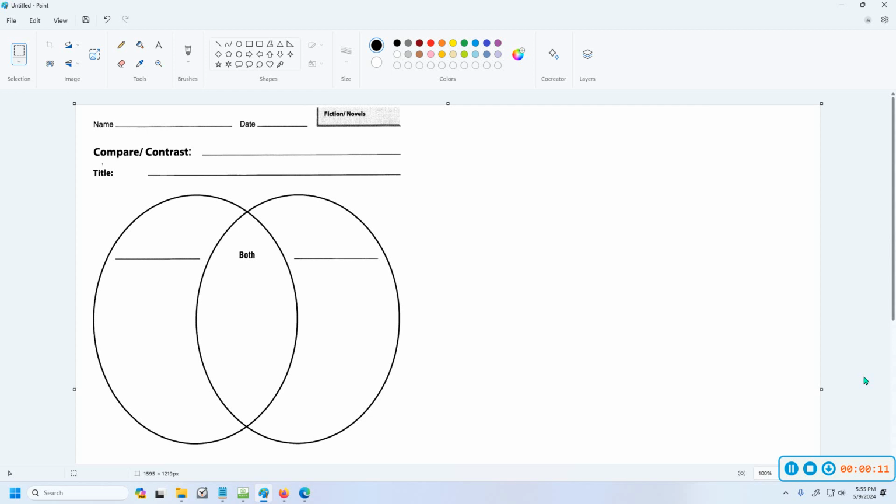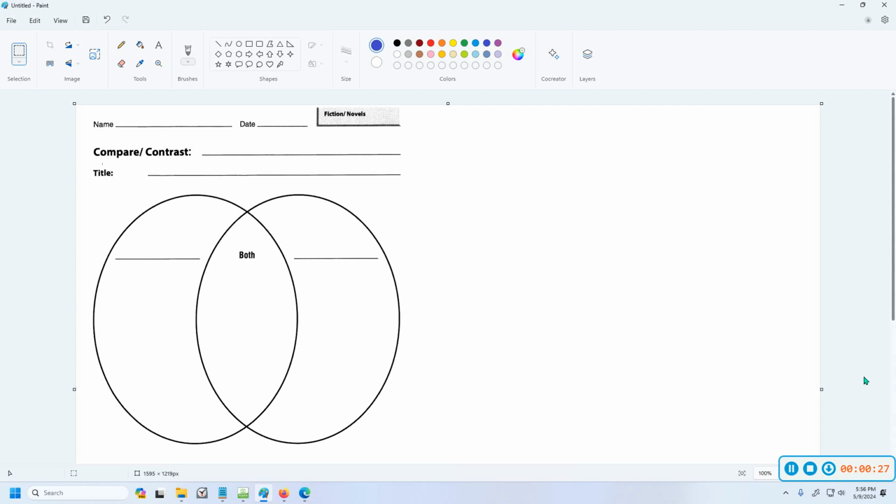This is our video on the graphic organizer. We're talking about compare and contrast. Okay, so compare and contrast is something that you could use to compare the elements of the story.